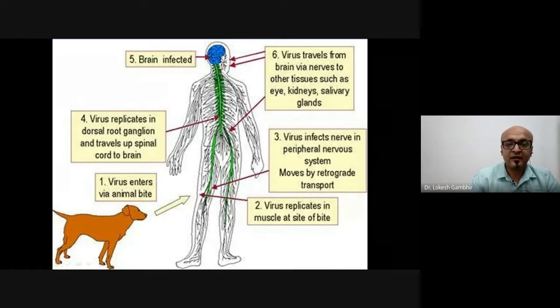Virus will start replicating inside the ganglions and will travel up to the spinal cord. Once it reaches the spinal cord, it travels to the brain. Once the brain is affected, the virus starts traveling via the nervous system and reaches different tissues, be it saliva, kidney, salivary glands, or eyes. And this is how the pathogenesis and the travel of that particular virus goes.